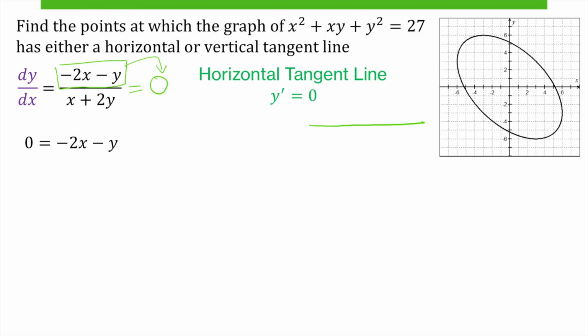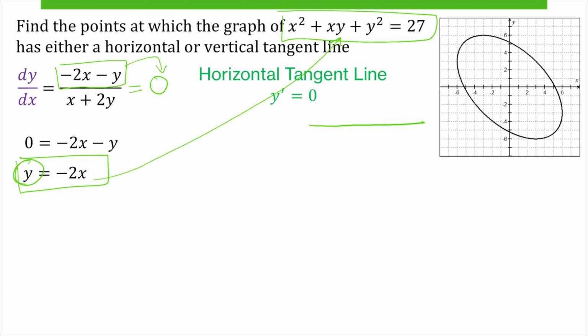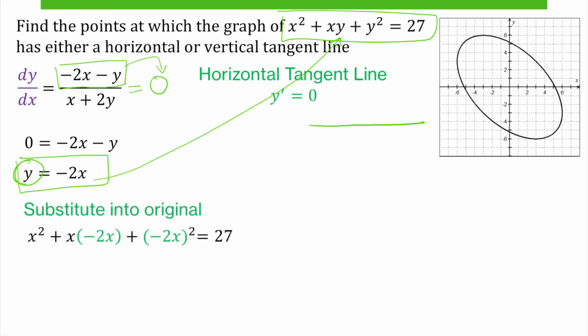Well, now what do we do? If we solve for one of the variables, say y, you get y equals negative 2x. So anywhere that y is negative 2x will have a horizontal tangent line. But where is that? Thankfully, we have two variables and we have two equations. We have a system of equations. So we can take this y equals negative 2x and plug that into the original equation. And we'll go ahead and simplify that to get x equals plus or minus 3. So there we go. There are our horizontal tangent lines.